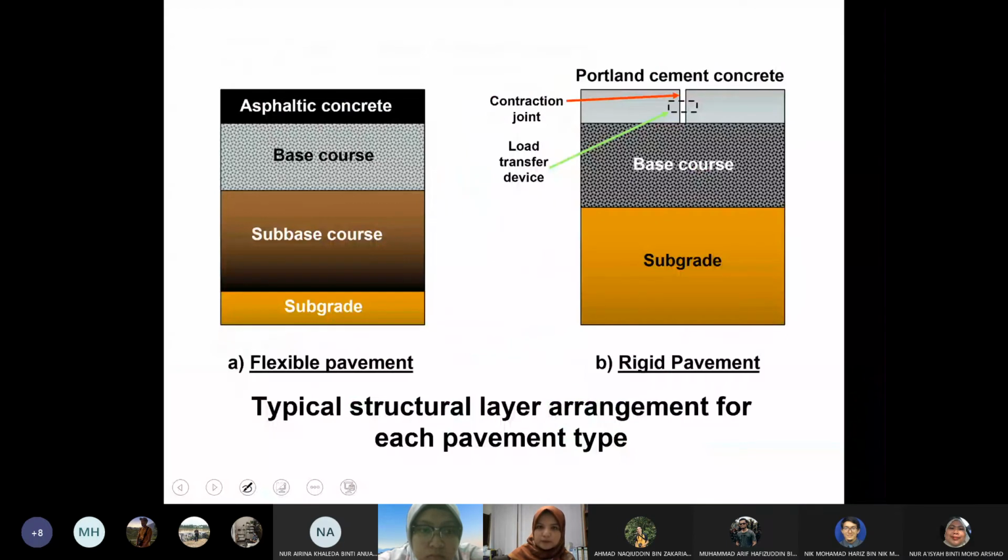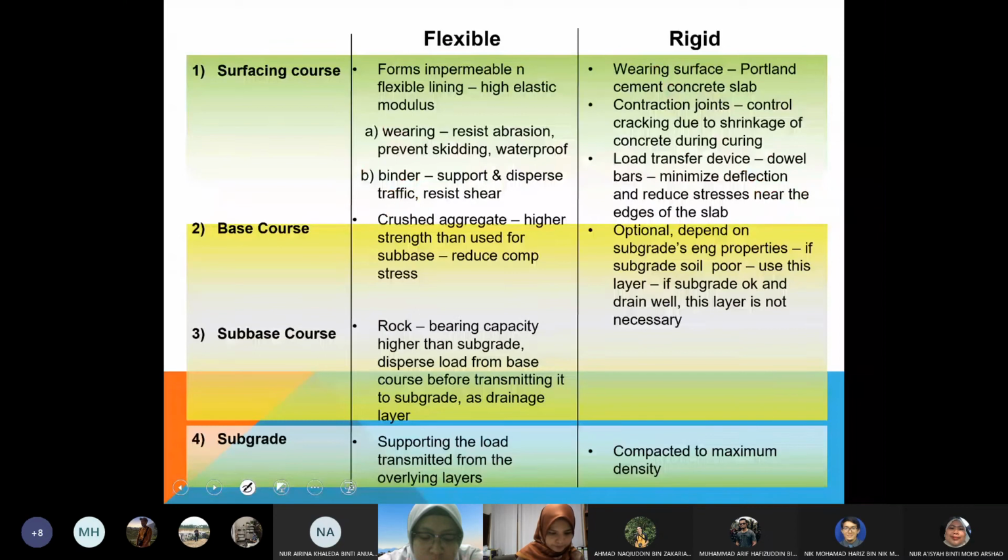Alright, so this is the difference between the typical design. Kalau tengok asphalt dia banyak layer, yang ni dia ada 2 layer je dekat bawah. One more thing is dia ada contraction joint kalau plain cement concrete ataupun rigid pavement compared to flexible pavement. Now this is also again dia differentiate between layer by layer.